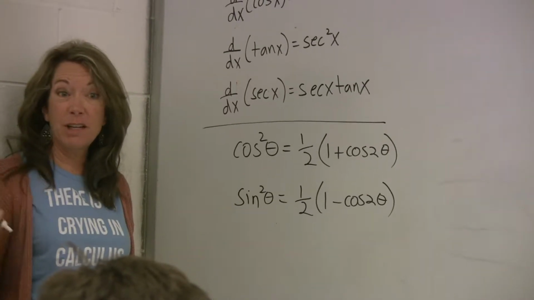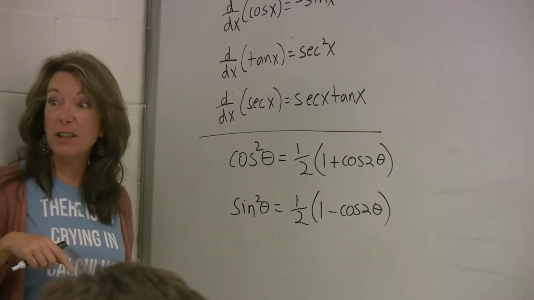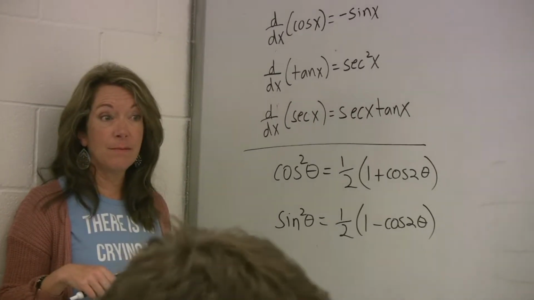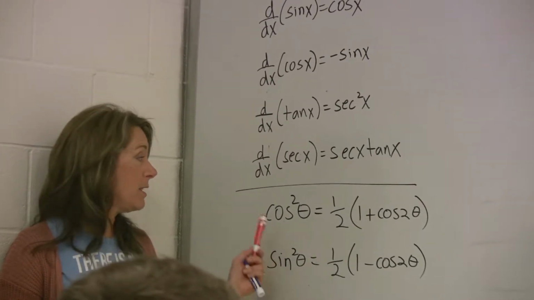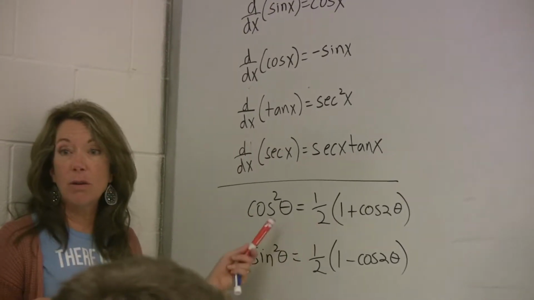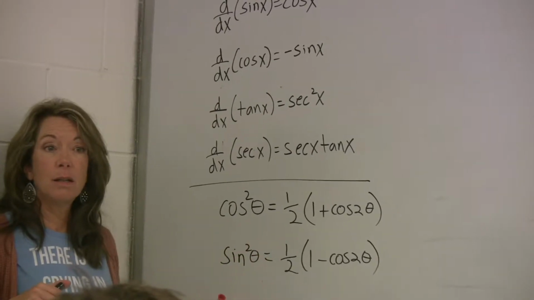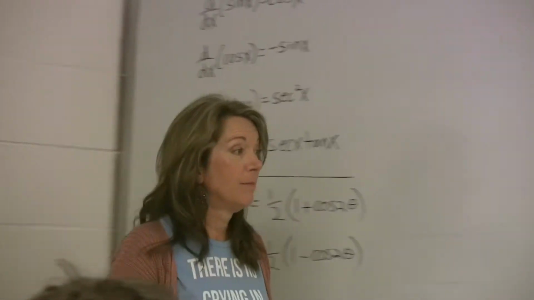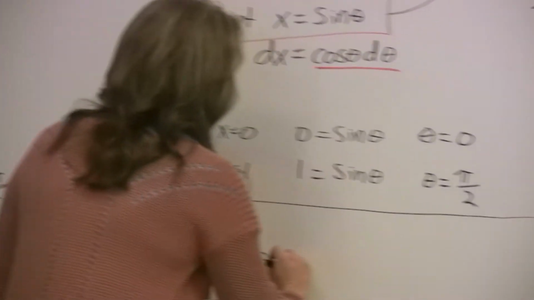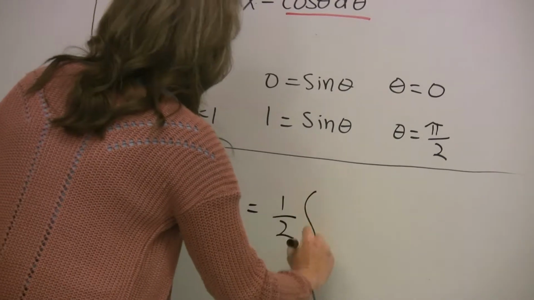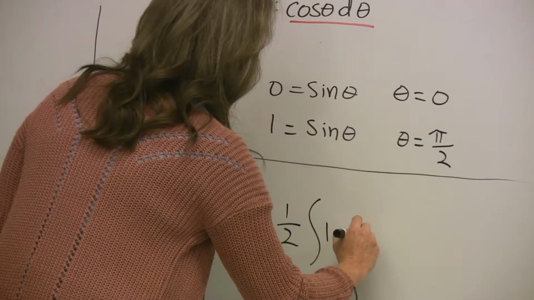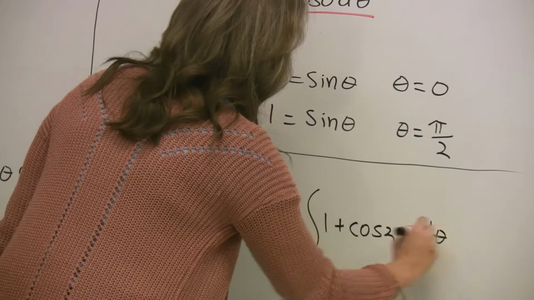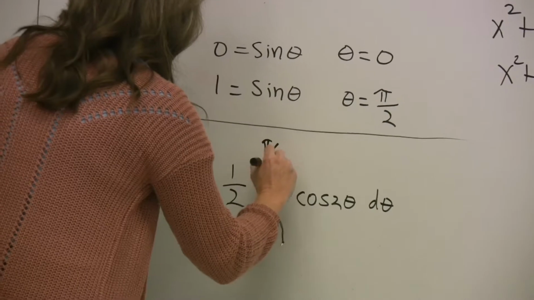Remember when we started, I said we're going to do some trig sub, and then we have to use the stuff we just learned about trig identities. So here we go, we're doing that next. So I'm going to replace my cosine squared with this identity. You don't have to memorize these. If you use them enough, you'll memorize them. That's why I have them up here, because I use them all the time. So I'm going to pull the 1/2 out front. And this will be 1 plus cosine 2 theta, d theta, from 0 to pi over 2.